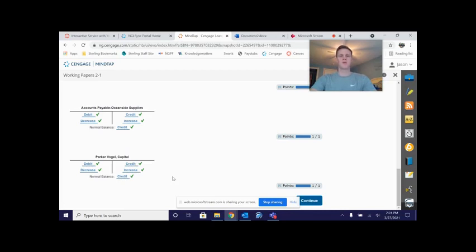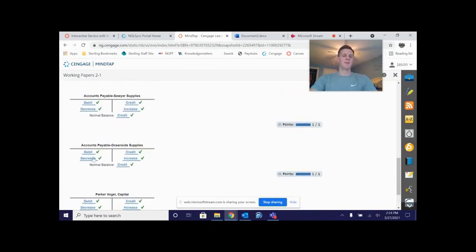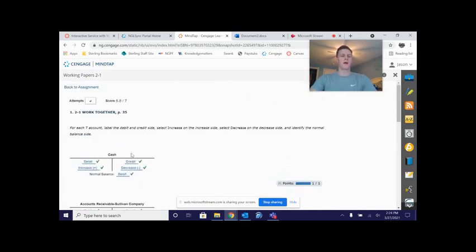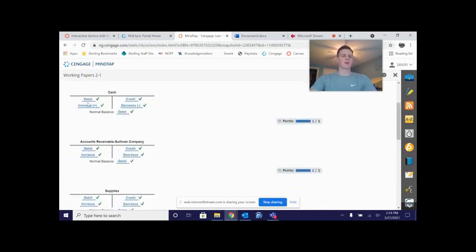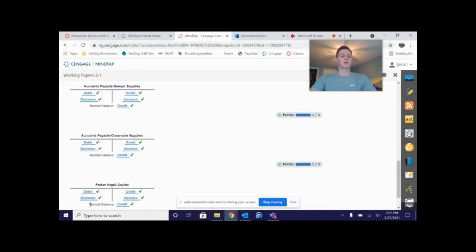All right, everyone with me on that? Any questions? Again, debit and credit is always going to be left and right. Debit's always on the left, credit's on the right. Now for assets, debit's going to be an increase and credit's going to be a decrease. For liabilities and owner's equity accounts, debit is going to be a decrease and credit's going to be an increase. Normal balance, again, is just the side that represents an increase.